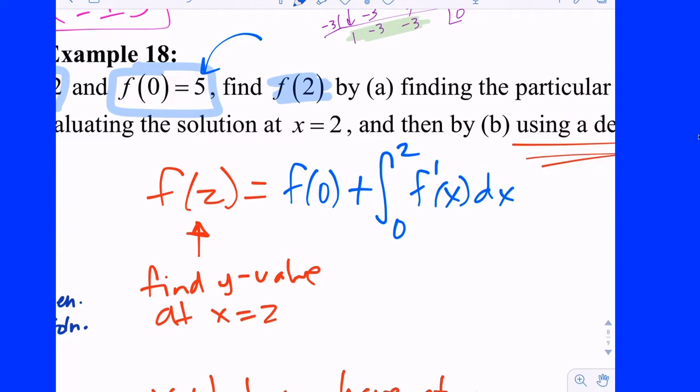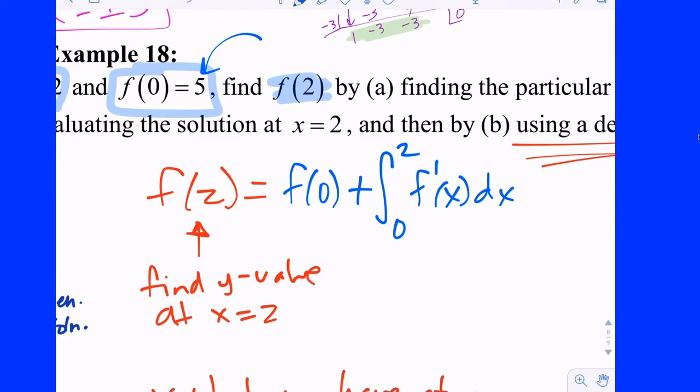So here's how you would read this mathematical sentence. The y value you have at 2 is a function of the y value you started with at 0 plus the accumulation of your y values from 0 to 2, where you started to where you're trying to get, of the rate equation that tells you how fast you accumulate y values, which is its derivative, y prime, or in this case, f prime. Okay?